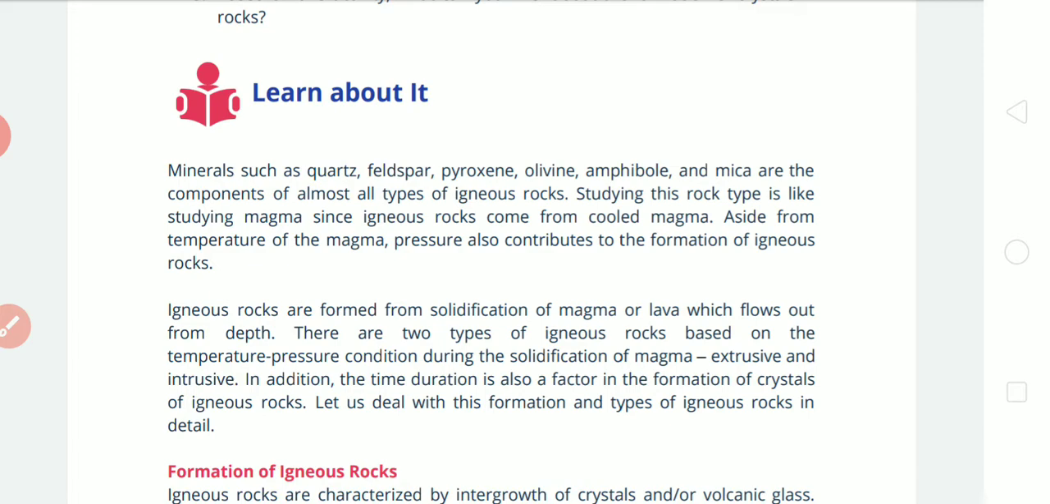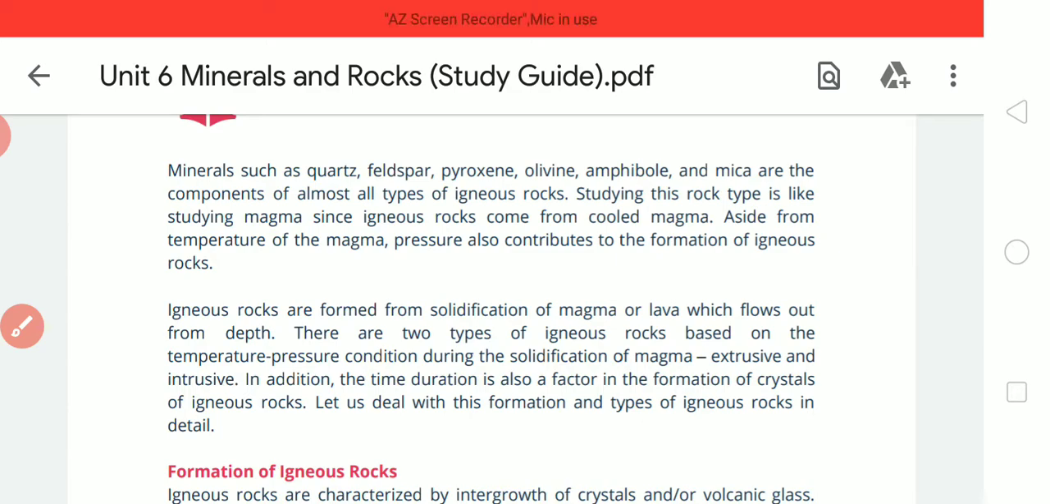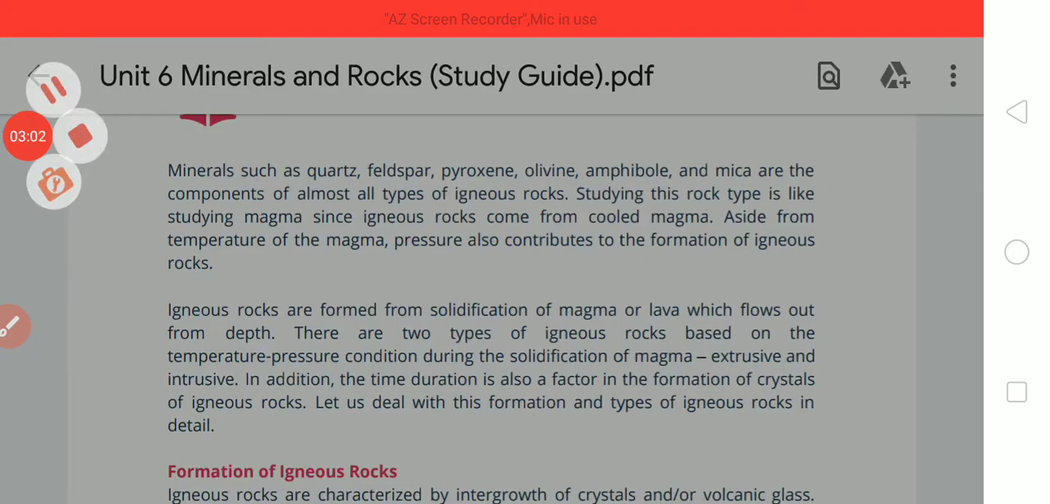There are two types of igneous rocks based on the temperature and pressure conditions during the solidification of magma. We have here extrusive and intrusive. In addition, the time duration is also a factor in the formation of crystals of igneous rocks. So let us deal with these different formations and types of igneous rocks in detail.